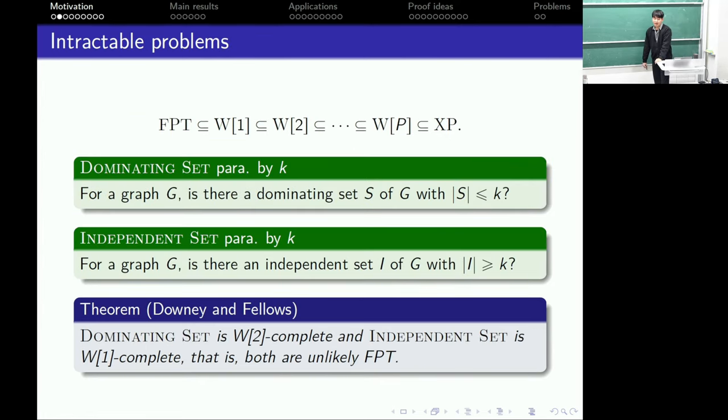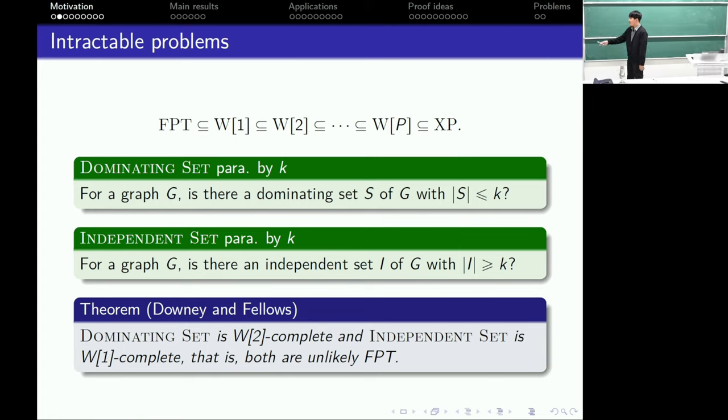But there are some intractable problems. In the hierarchy of XP problems, at the top, FPT is contained in W1, W2, up to WP, which is contained in XP. So some problems are not fixed parameter tractable, for instance, the dominating set problem and the independent set problem. The dominating set problem asks, for a graph G, whether there is a dominating set S of size at most k. And the independent set problem asks for a graph G whether there is an independent set of size at least k. One of the well-known results of Downey and Fellows is as follows: the dominating set problem is W2-complete, and the independent set problem is W1-complete.